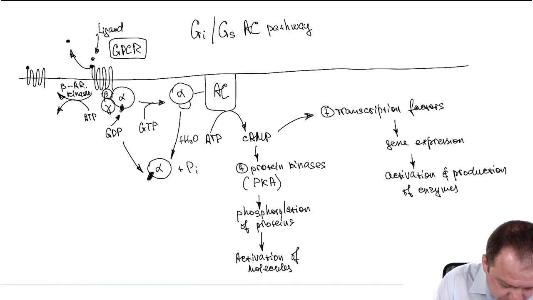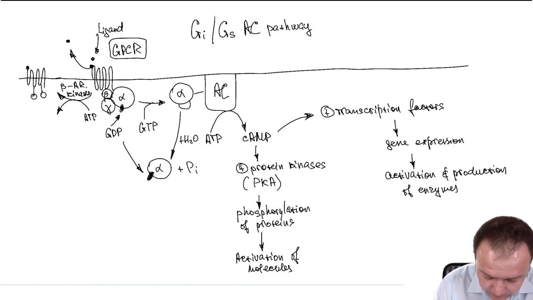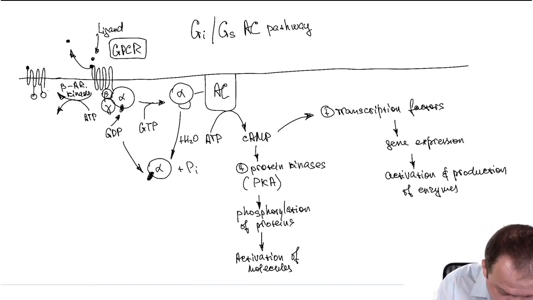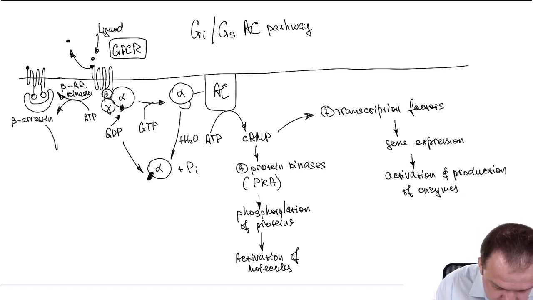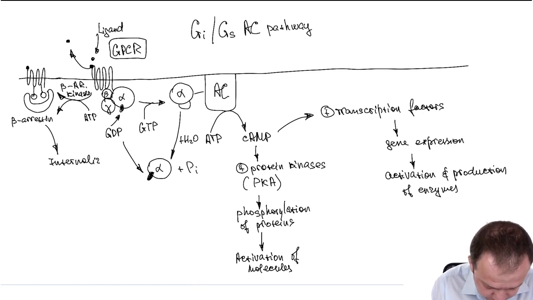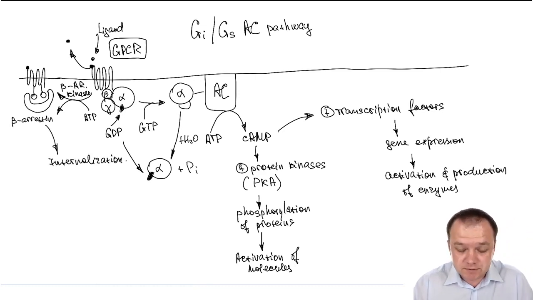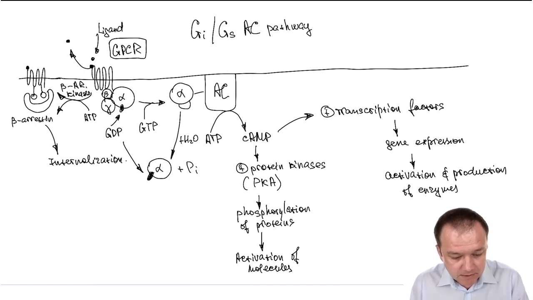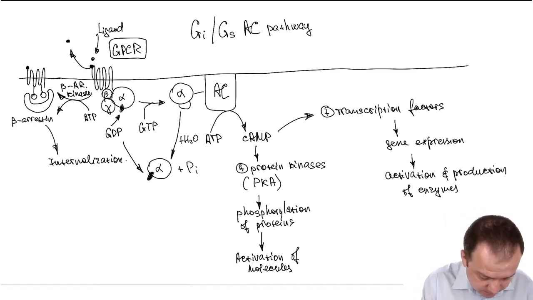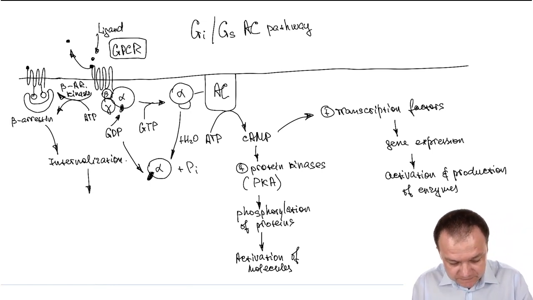We have phosphorylation of the beta receptor, let's say, and after that we have attachment of beta-arrestin, and this causes internalization of the receptor, and as a result, less amount of receptors are present on the cell membrane.